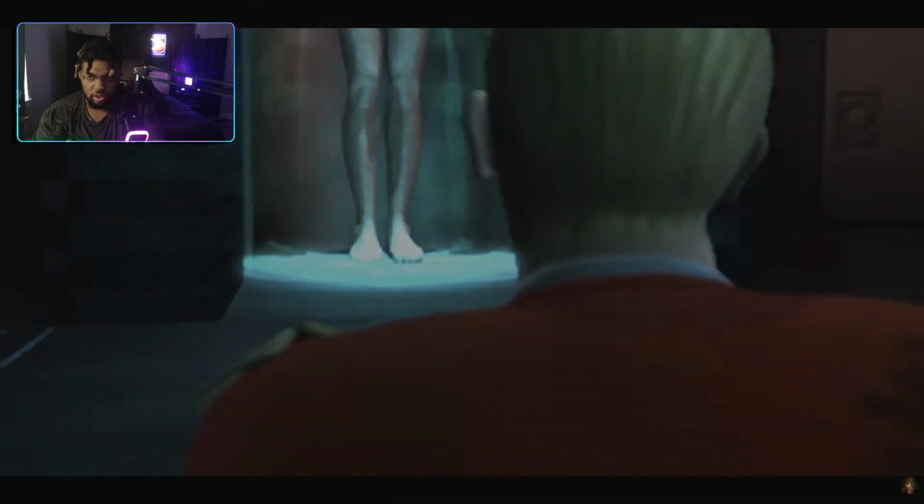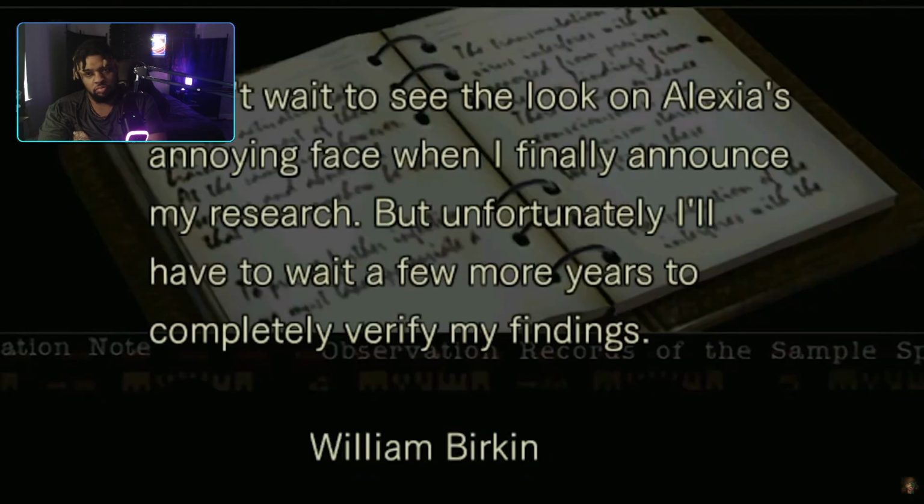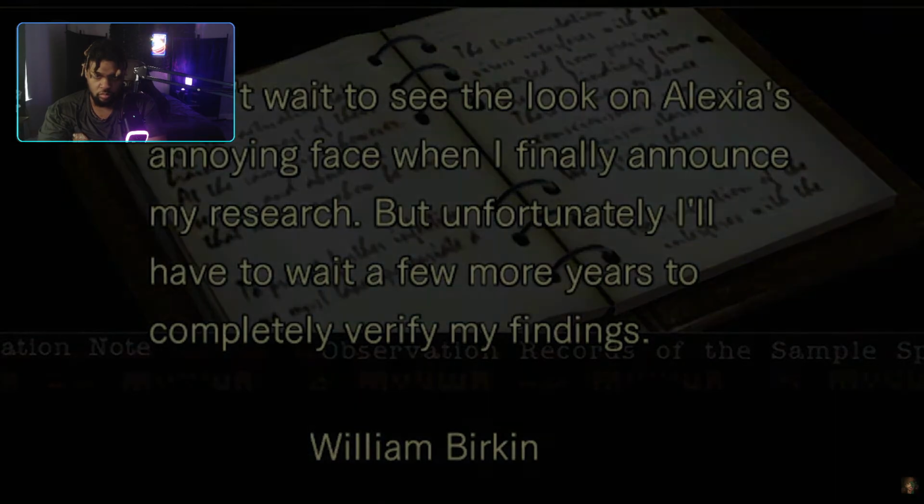But let's go back a bit again to 1981. Alexia was somewhat of a child prodigy, and at the age of 10, on finishing the top of her class, she was employed by Umbrella not just as a virologist, but as a senior one in the Antarctic lab. William Birkin's ego couldn't handle this well, especially since at the time, his own research into the T-virus had hit a wall, so when he'd achieved Golgotha, he stated that he couldn't wait to see the look on Alexia, his rival's face, when he announces his research.